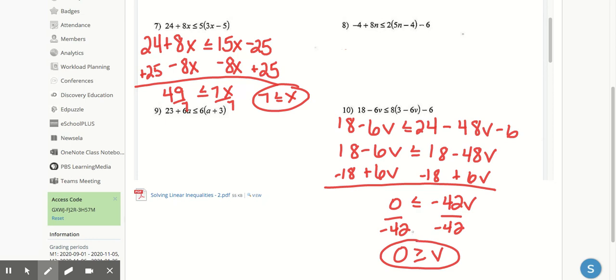So for your assignment tonight, you're going to go ahead and finish this worksheet, and then your next synchronous lesson is going to be a quiz on solving linear equations and inequalities.